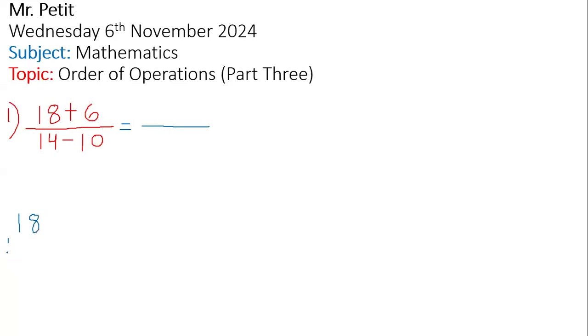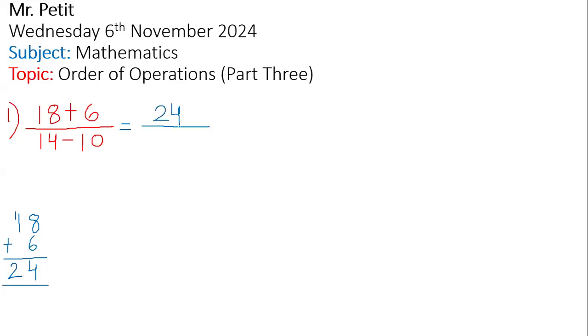24. 18 plus 6 gives us what? With the 8, that's 6. That's going to be 8, 9, 10, 11, 12, 13, 14. Put the 4 down, put the 1 up. 1 plus 1 is 2. So we have 24. What is our numerator?